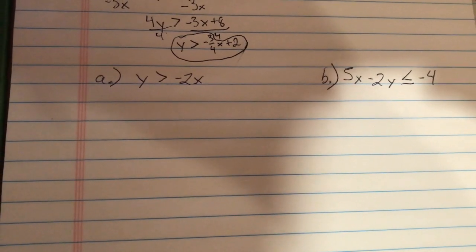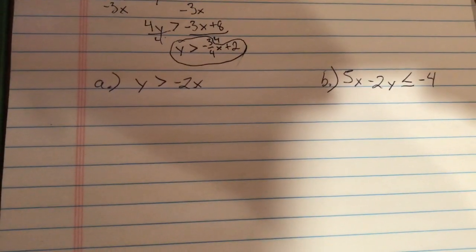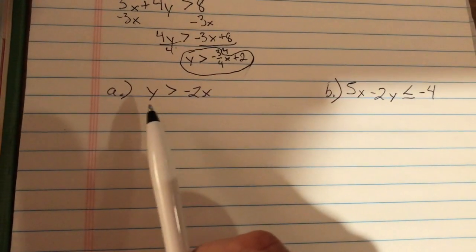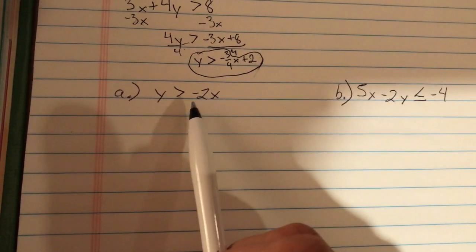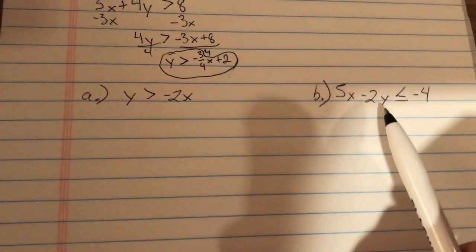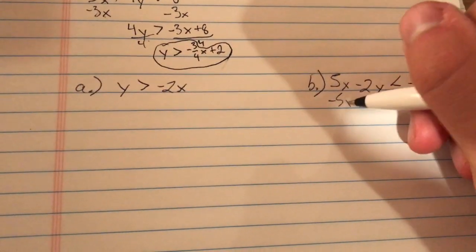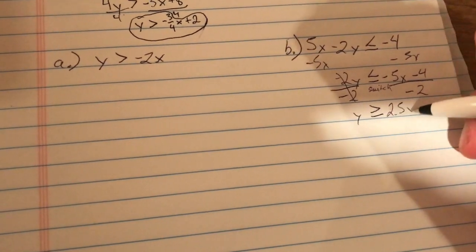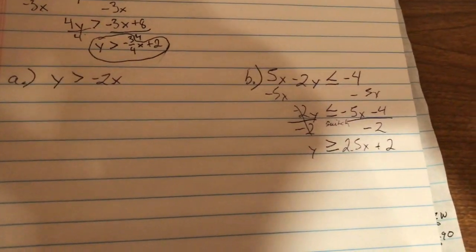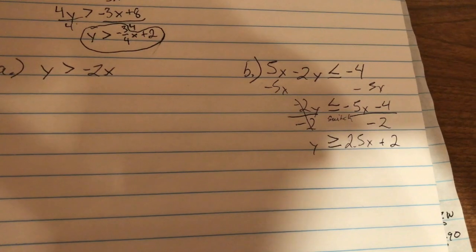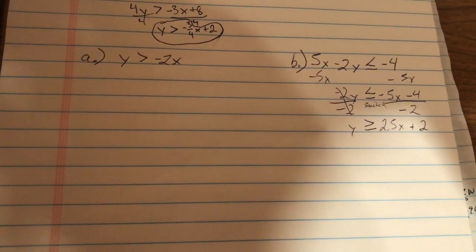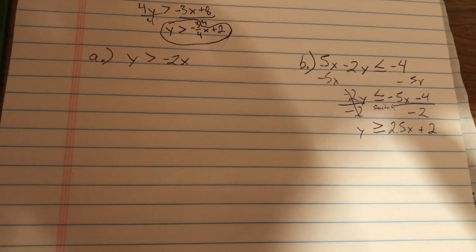I want to make sure that these are in slope-intercept form so it's nice and easy for me to graph on paper. So this one is all set, y is greater than negative 2x, and this one not so much. All right, so now I have it in slope-intercept form. Now I'm going to sketch it out. So go ahead and do that. Pause the video and come back.